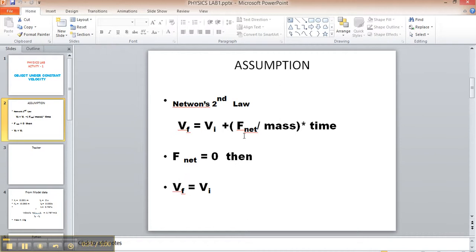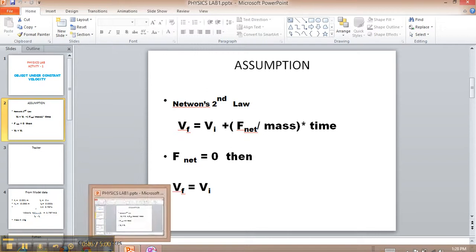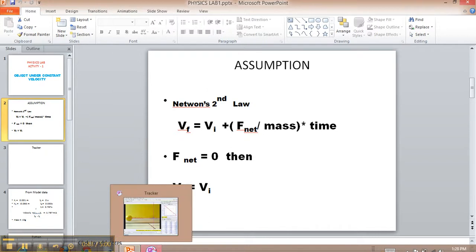from Vf equals Vi plus Fnet divided by mass times time. So the second term, Fnet divided by mass times time, will become 0 as we input Fnet equals 0. And I used this to analyze this assumption.